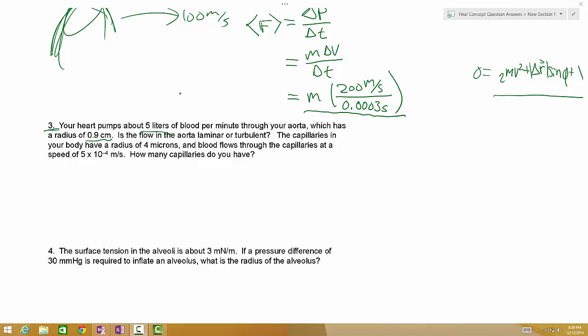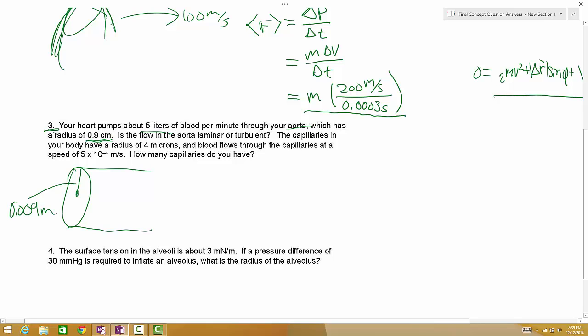Okay, let's do number 3. Your heart pumps about 5 liters of blood per minute through your aorta, which has a radius of 0.9 centimeters. So, as always, draw a picture. Here is an aorta, and it has a radius of 0.009 meters. And the flow is 5 liters per minute. And the question is: is the flow in the aorta laminar or turbulent?